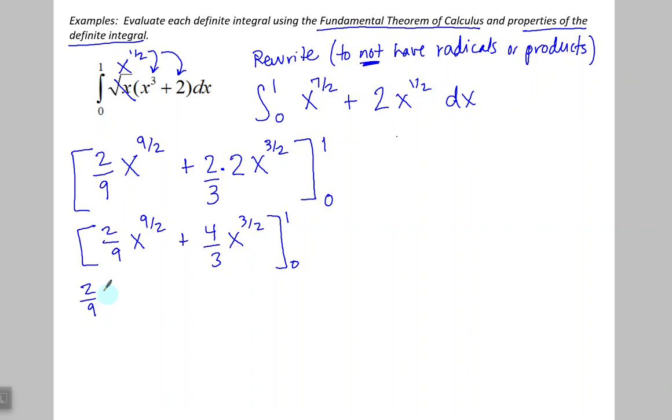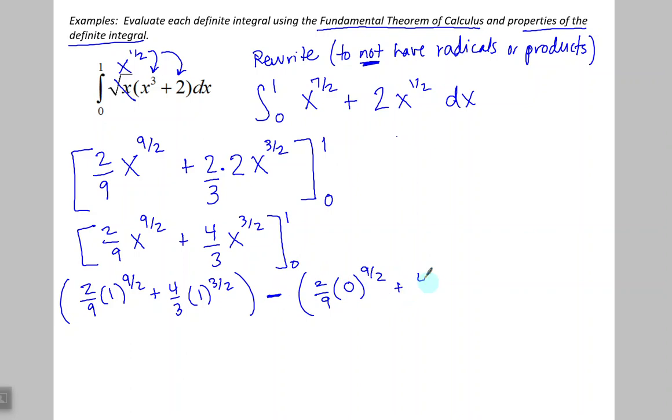So 2/9 times 1 to the 9/2 plus 4/3 times 1 to the 3/2. That was the upper limit plugged in, minus, now I plug in the lower limit, 2/9 times 0 to the 9/2, plus 4/3 times 0 to the 3/2. This is a proper answer, but I can clean it up, so I might as well.